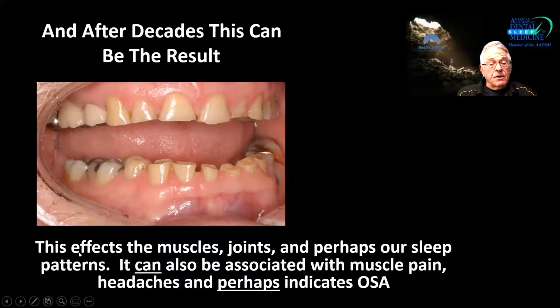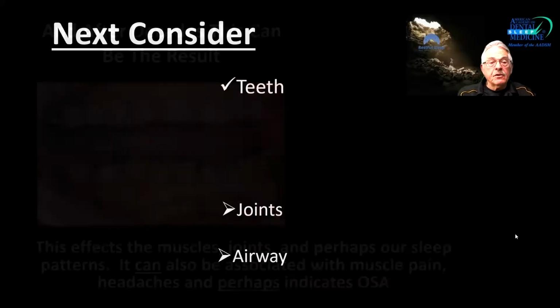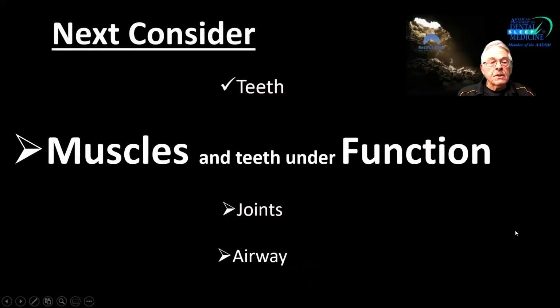So we know that parafunctional activity affects the muscles, it affects the joints, perhaps our sleep patterns. It can also be associated with muscle pain, headaches, and perhaps indicates OSA. Notice I say perhaps because there's a lot of variability there. So we're gonna delve into a little bit here to muscles and teeth under function. And again, what we're really trying to do is understand sleep appliances, and we're gonna get to that part.